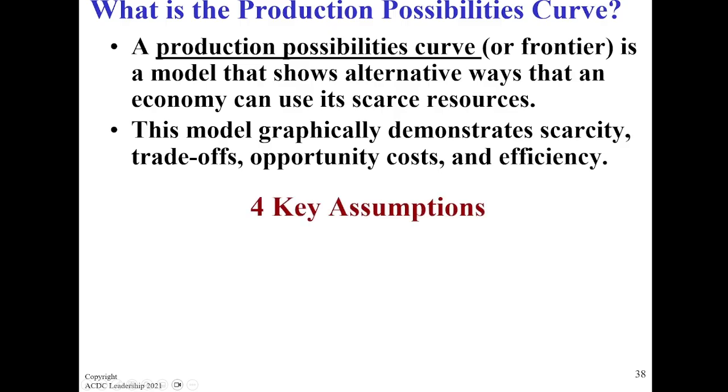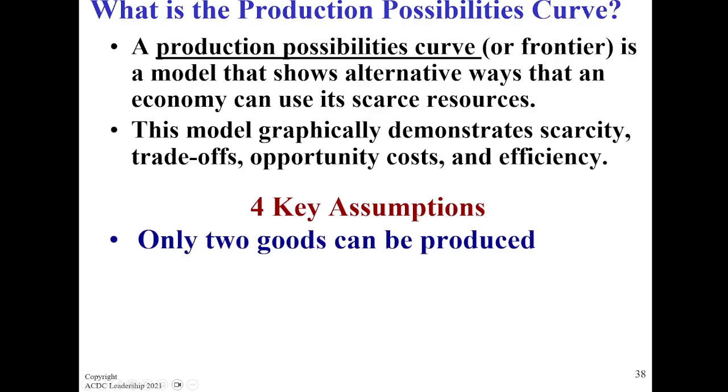So the 4 key assumptions we make when doing a PPC: first, only 2 goods can be produced. We're only going to be comparing 2 goods. So for example, if we think of Papa John's, currently they sell a bunch of goods. But for the sake of drawing a PPC for Papa John's, we'll be comparing 2 goods. So we're going to assume they can only produce calzones and pizzas. We'll actually use this example for a practice problem later.